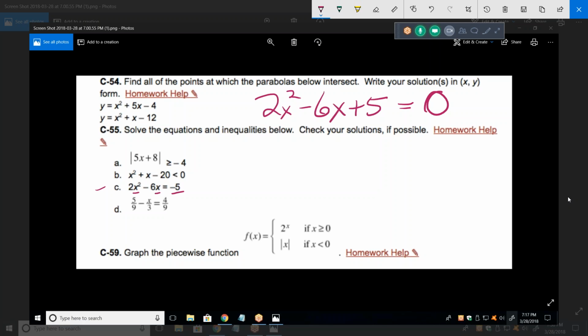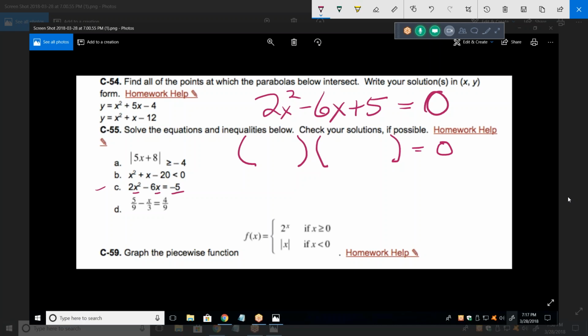Now, I'm not sure that this will factor. If it doesn't factor, then I'm going to have to use the quadratic formula. But it's worth giving 30 seconds to see if it'll factor. It's so much easier to factor it than it is to use the quadratic formula. So, what's the first step in factoring this?